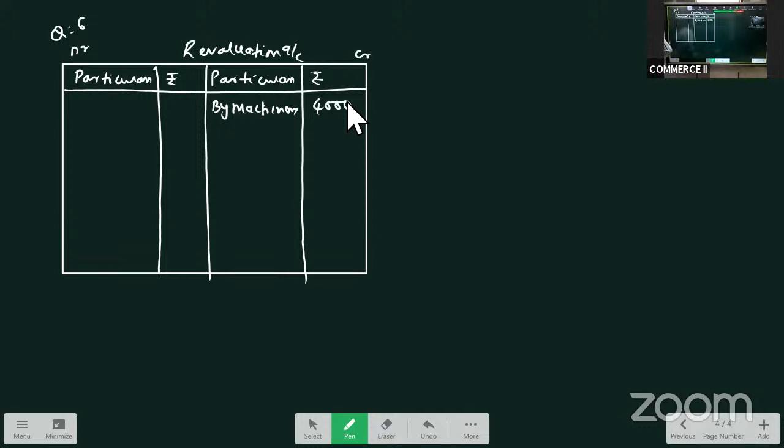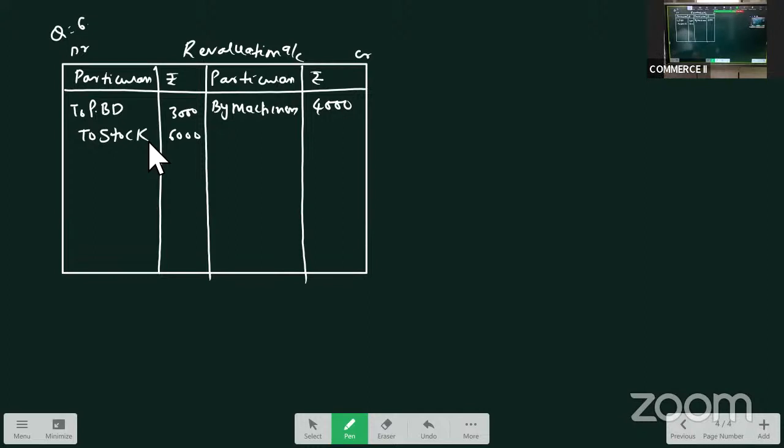Then provision for bad debts, 5% on debtors. Debtors are given as 60,000. 5% of that would be 3,000. Then stock is depreciated by 6,000. He gave the amount, so let us directly take 6,000 stock decrease, right? So 3 plus 6, 9,000 on the debit side.